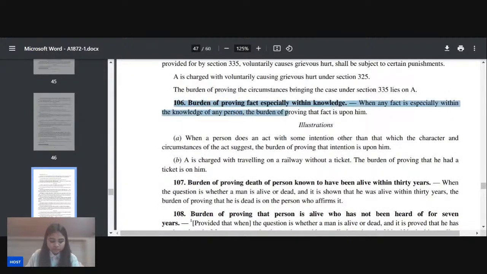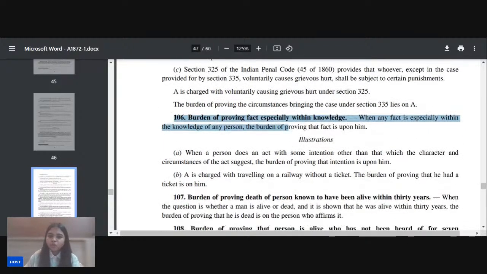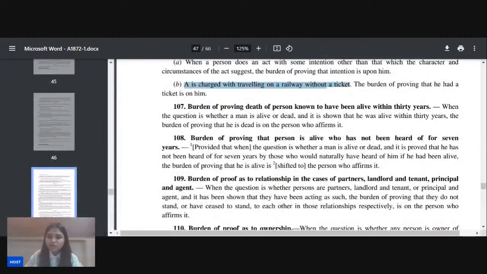Section 106 is very important. It talks about the burden of proving facts especially within the knowledge, right? This comes a lot in MP also. So when a person does an act with some intention, and he has special knowledge of that fact, then he only needs to prove it. So if you are charged with traveling on a railway without a ticket, the burden of proving that you have a ticket is on you only.